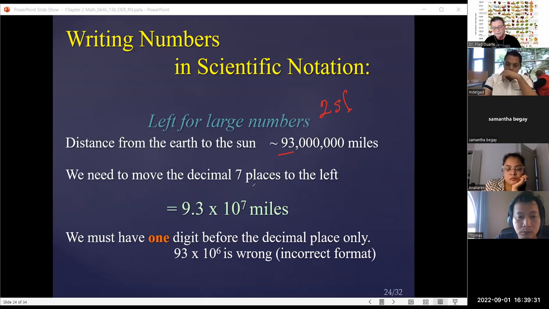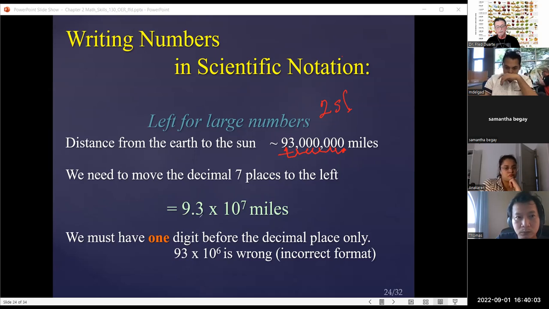Now the format is as follows. What we do is we look at where the decimal point would be, which is obviously after the last 0. And this number being much greater than 1, we start from the right and count the decimal places to the left until we stop at the last integer in that number. So starting here, we go 1, 2, 3, 4, 5, 6, and 7, right before that 9.